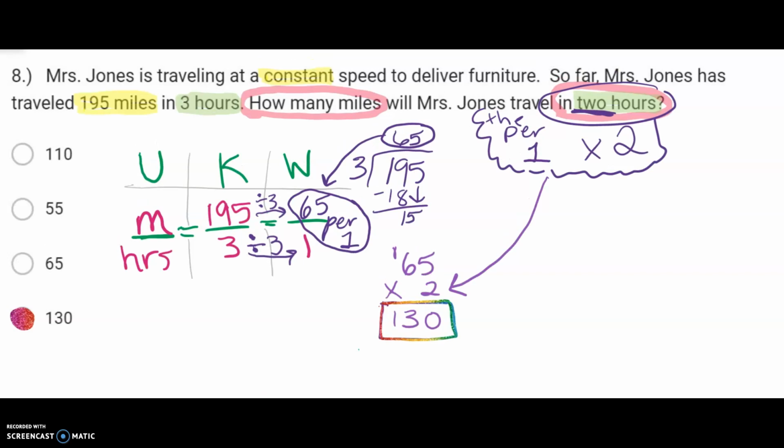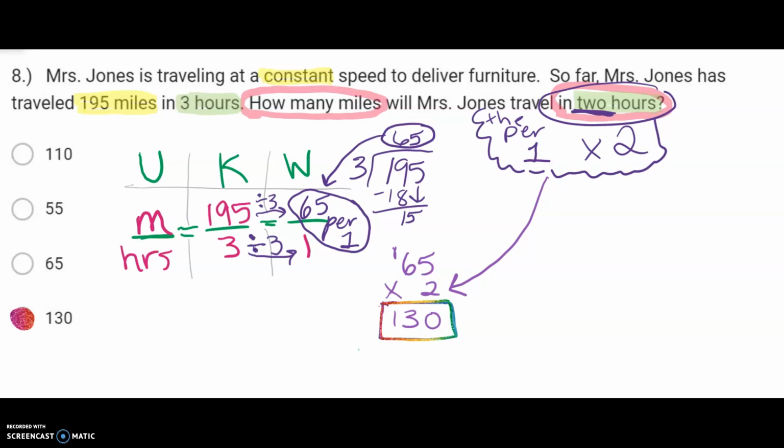Well, in this case, it wants to know about 2 hours. So when I was looking at this one, I thought, well, 3, the denominator, hours, won't really go into 2 very easily. So since that's not really a friendly way to do it, I thought, well, let's go ahead and find per 1 and then just multiply that by the 2, which is how you'll have to do quite a few of these problems also.